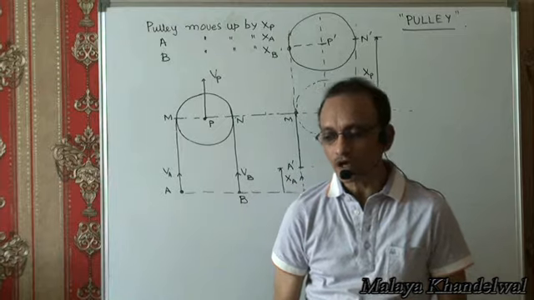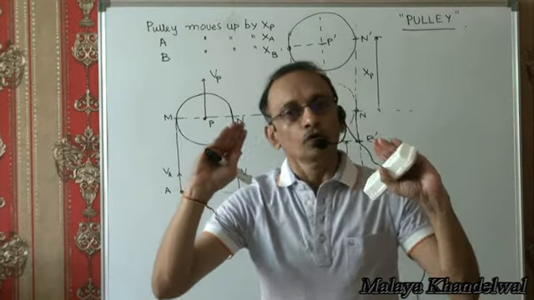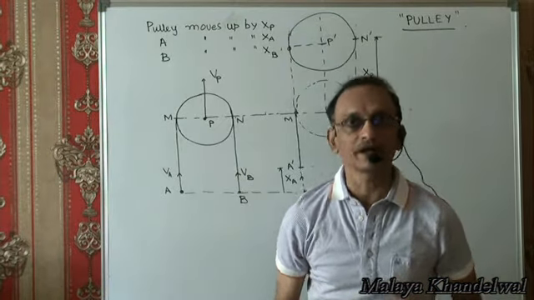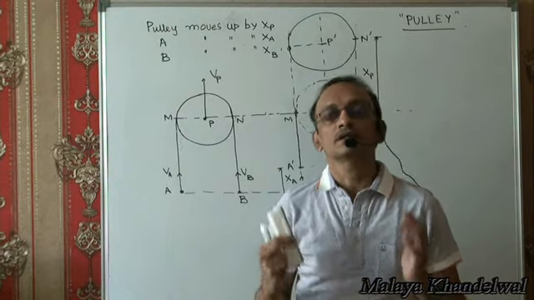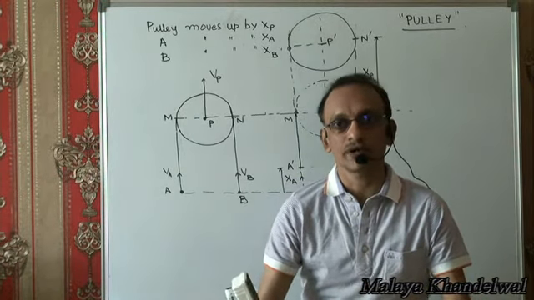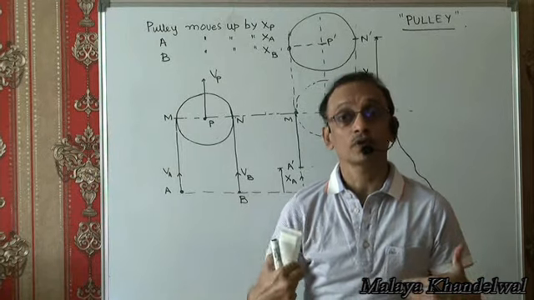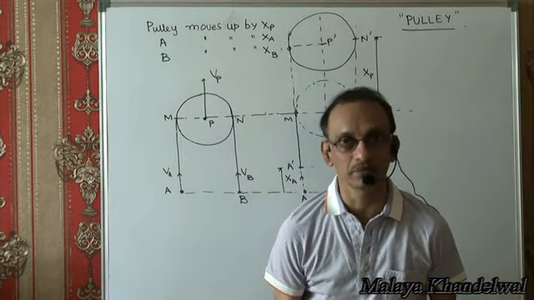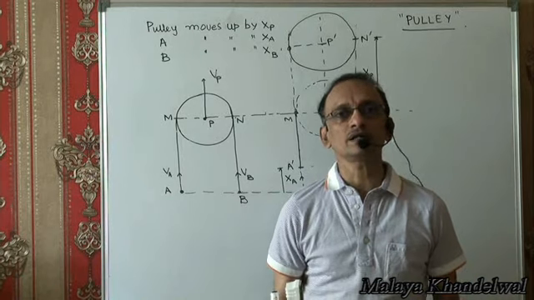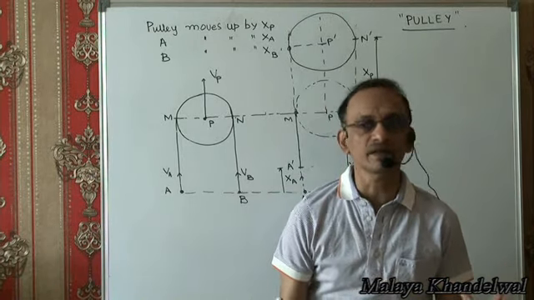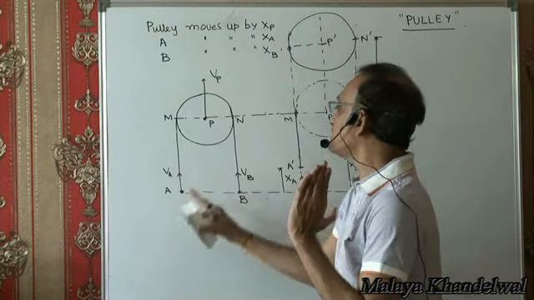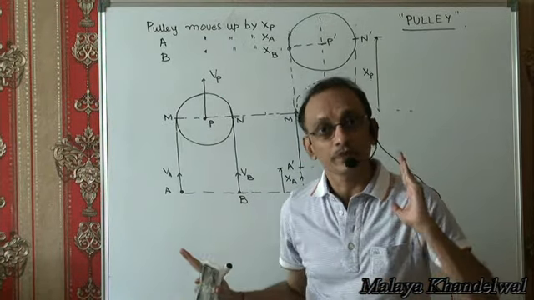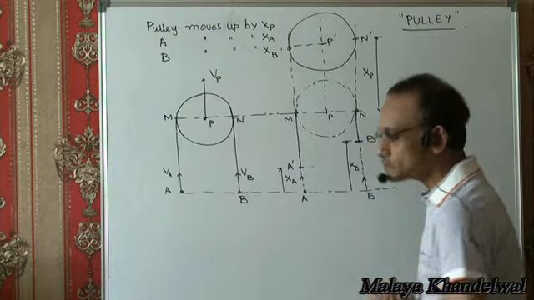Alright. Now, the basic premise of this relationship is the fact that the total length of the string will remain constant. We are going to talk of string as an inextensible element. That's the constraint that would help us arrive at a relationship connecting Vp, Va and Vb. Let's see how it goes.